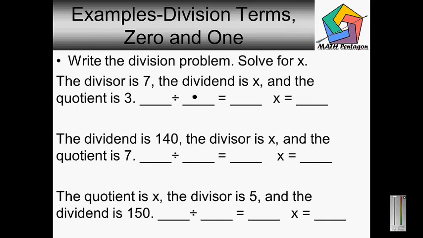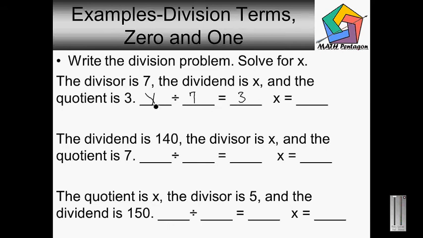So we put the 7 right here. The dividend, which is the first number, is x. So we have x divided by 7, and the quotient, which means the answer, is equal to 3. So we have x divided by 7 equal to 3.